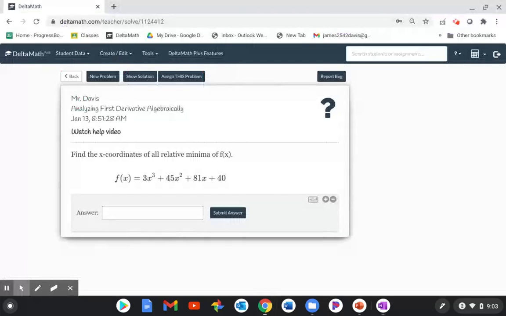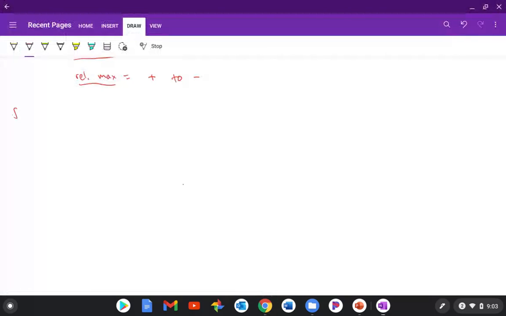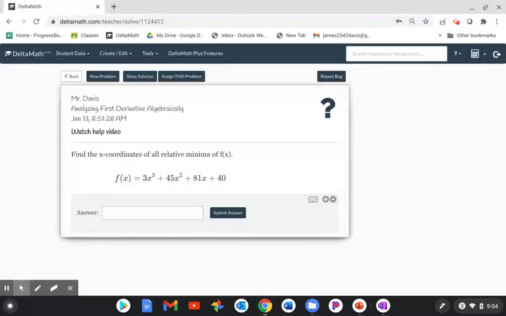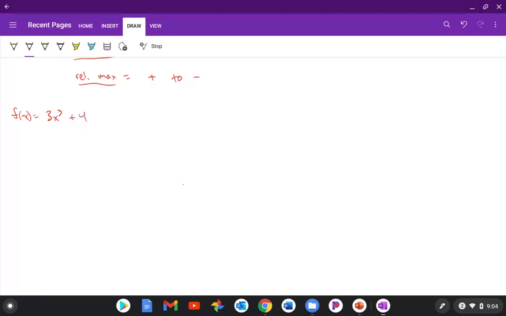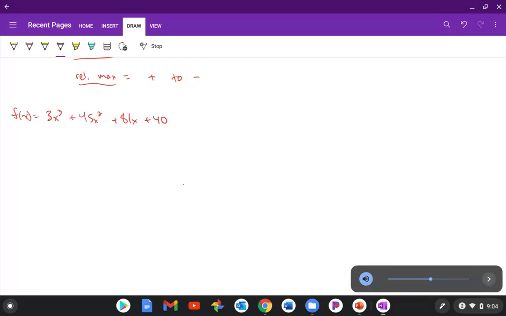So our first function, we're just going to go ahead and do it on this other page. f of x is 3x to the third plus 45x squared plus 81x plus 40. And like I said, all of these on DeltaMath are going to be polynomials. So they all work out rather nicely. You're going to be able to factor all these and you don't have to worry about places where it's undefined. So our first step is always to find the derivative.